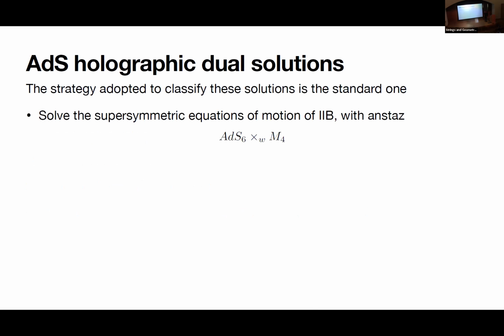So, the holographic setup. The strategy is pretty standard. To classify these solutions, one has to solve the supersymmetric equations of motion of type IIB. The ansatz that you put is an AdS6 warped product with an internal space which is M4. You have to determine this M4, and it will be determined by the supersymmetry equations.